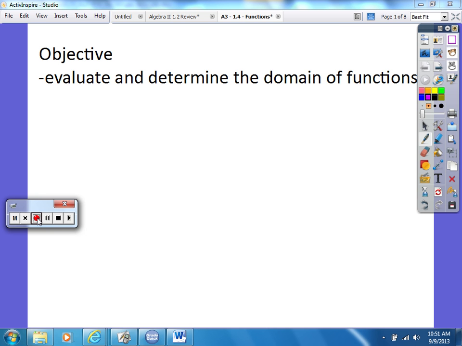Going to evaluate and determine the domain of functions. What's domain now? Not the output. The input? No, that's correlation. Okay, that's correlation. What's another name for input? X. Exactly. X. It's the X values you're allowed.